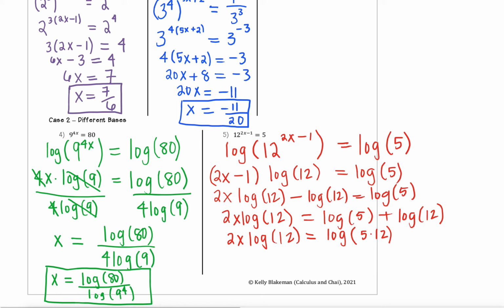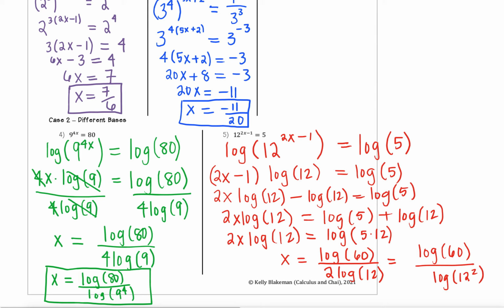Now to get the x by itself, we're going to go ahead and divide through by 2 times the log base 10 of 12 to get x equals the log of 60 over 2 times log of 12. Now our last step from here, just to condense this down as much as possible, would be to move that coefficient up into the exponent, and we get a final answer of log base 10 of 60 over log base 10 of 12 squared, or if we want to simplify 12 squared as 144, that would work as well.